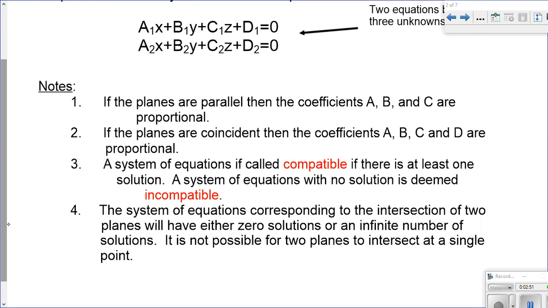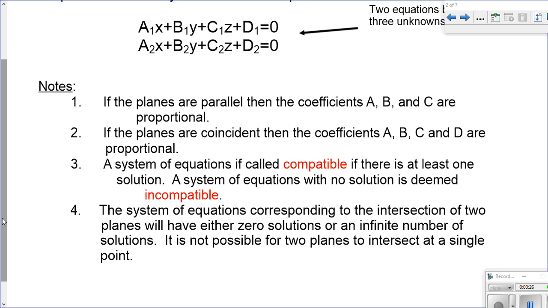Just the things we've talked about here. If planes are parallel, the coefficients A, B, and C are proportional. If the planes are coincident, A, B, C, and D are proportional. A system of equations is compatible if there's at least one solution, and we say it is incompatible if we can't find a solution. And finally, a system of equations corresponding to the intersection of two planes will have either zero solutions or an infinite number of solutions. Okay, and we might have a line of solutions here.